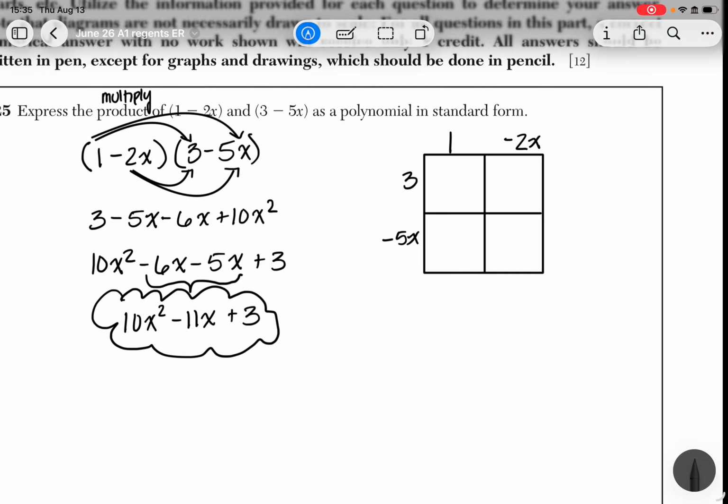From here, all we have to do is multiply, basically finding the area, length times width, of each box, and then we can combine our like terms and write it in standard form from there. So 1 times 3 is 3. And then 3 times negative 2x is negative 6x. 1 times negative 5x is negative 5x. Make sure you don't forget your signs. And then negative 2x times negative 5x will be positive 10x squared. Usually these two boxes are the ones with the like terms if you use this method. So we have 10x squared minus 11x plus 3. So same thing we got over to the left.